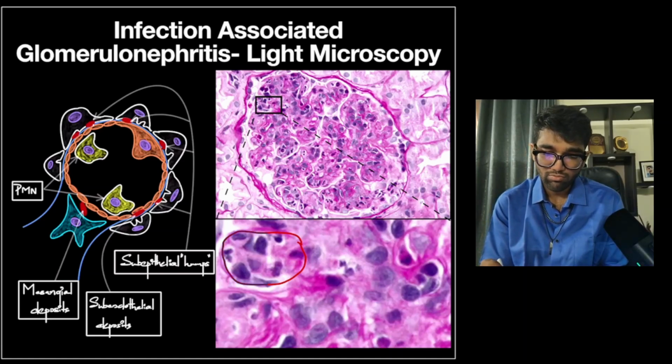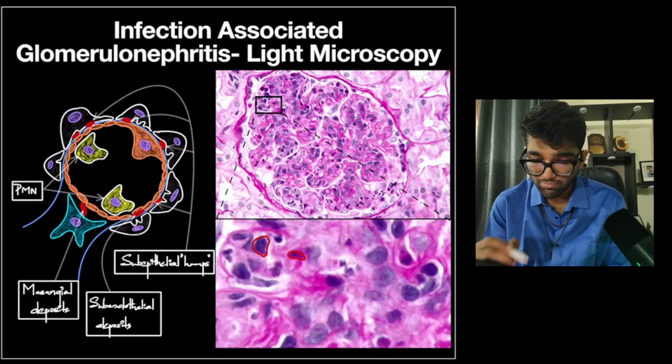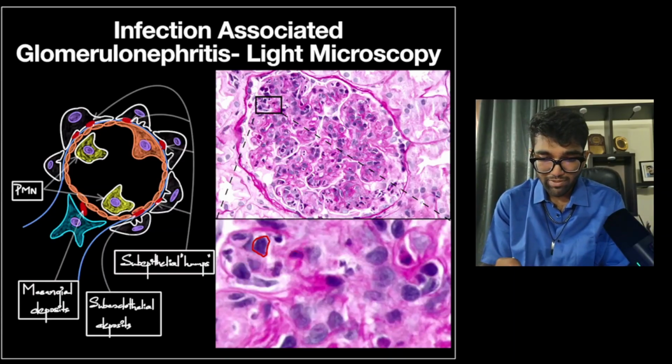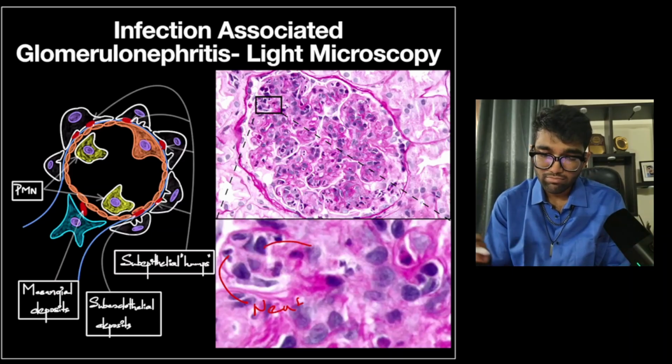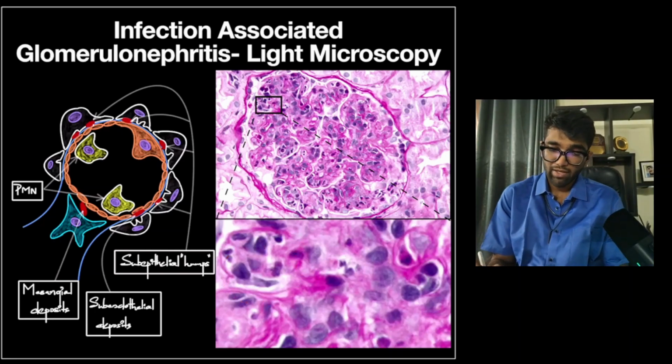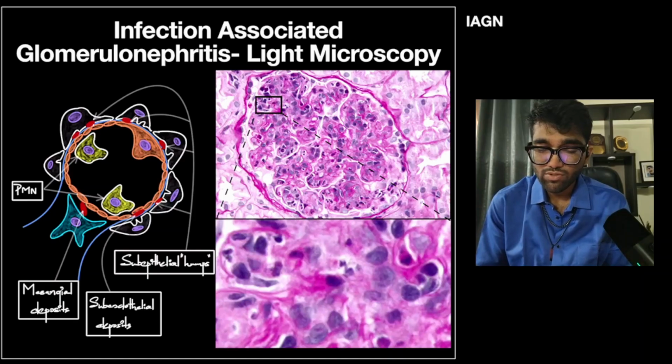that is due to multiple cells of different nuclear shapes. So there is one here that is relatively polygonal. There is one here that looks like a kidney bean, a relatively oval one here, a lobulated one here. Okay, so possibly this is a neutrophil. This is a monocyte, or maybe this is a monocyte, and the other cells are endothelial cells that have proliferated. Okay, so this is what we see in infection associated GN.